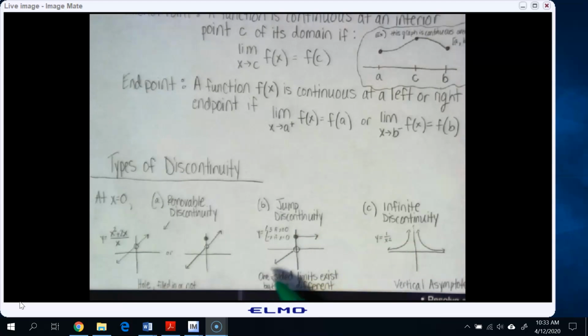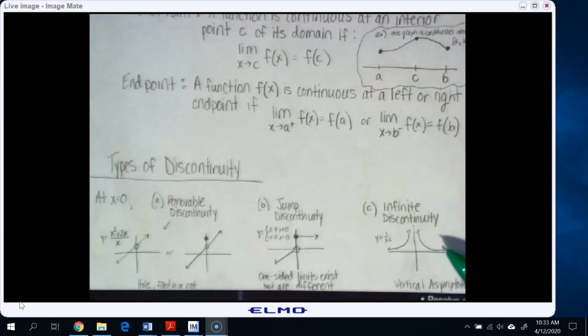A second type of discontinuity is a jump discontinuity, and that's most often seen with piecewise functions, where you're graphing one piece and then you jump in order to get to another piece. With jump discontinuities, the one-sided limits exist, but they are different. And so that means the two-sided limit would not exist.